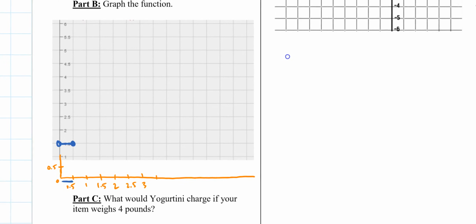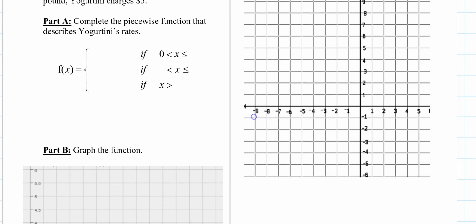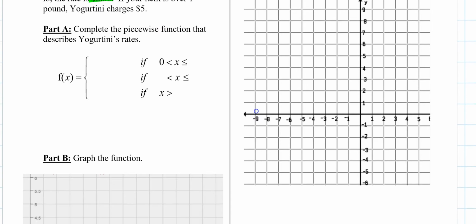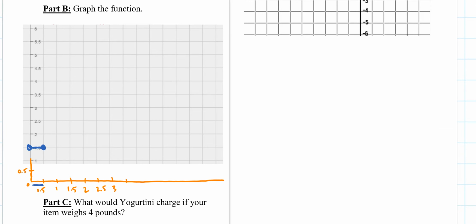Then the next amount says if your yogurt weighs over 1/2 a pound but no more than 1 pound, the rate is $2.50. So between 1/2 of a pound and 1 pound, our rate is $2.50. So we're going to use a different color. Between 1/2 a pound and 1 pound, now we're in this range right here. The rate is $2.50. So we're going to have an open circle because it's over 1/2 a pound, but no more than 1 pound, but that includes 1 pound. So we have another horizontal line right there.